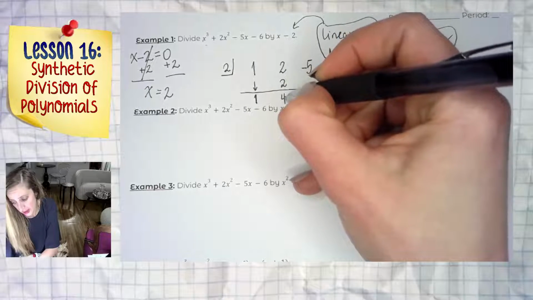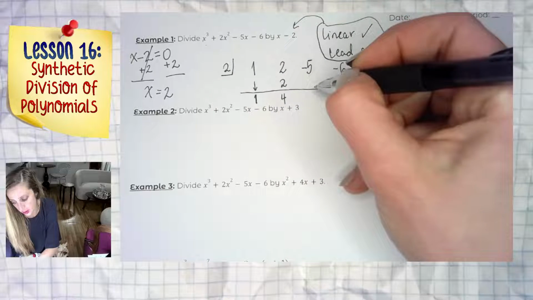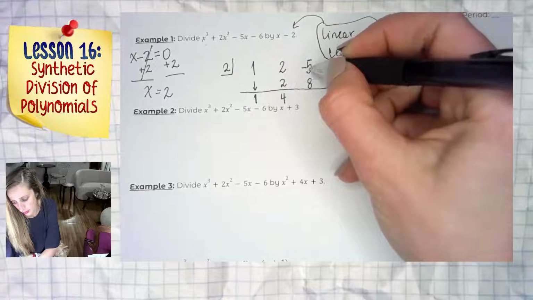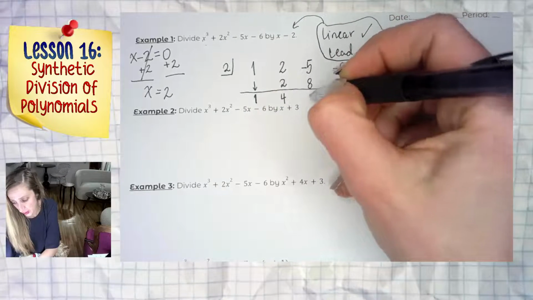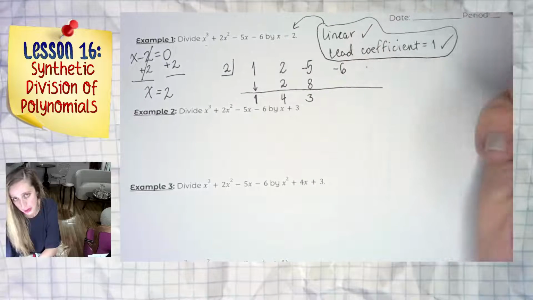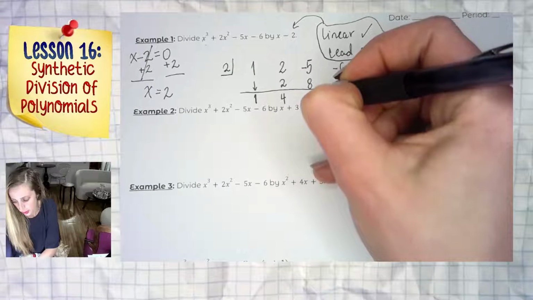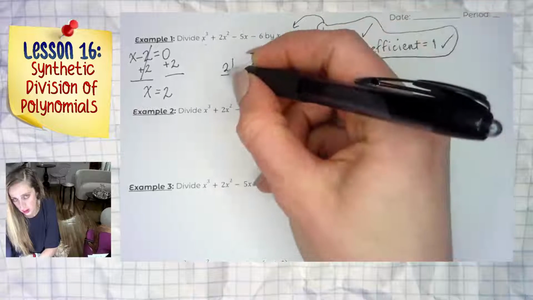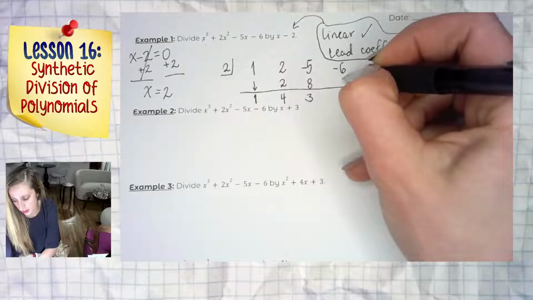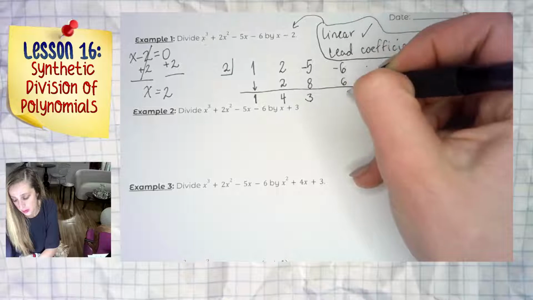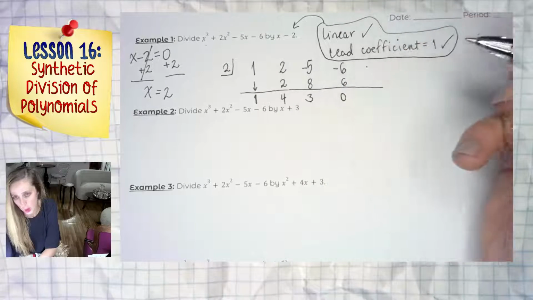New coefficient times the divisor, add straight down, feel a little wiser. New coefficient times the divisor, add them down, and feel a little wiser.